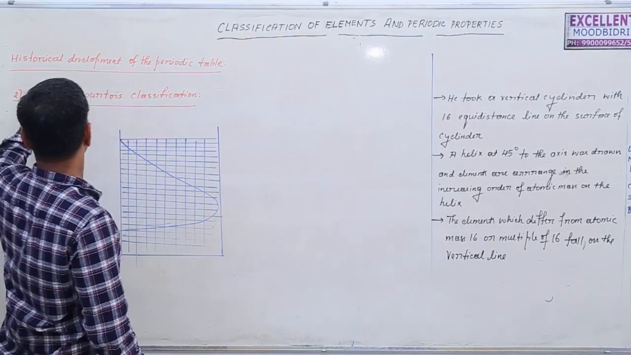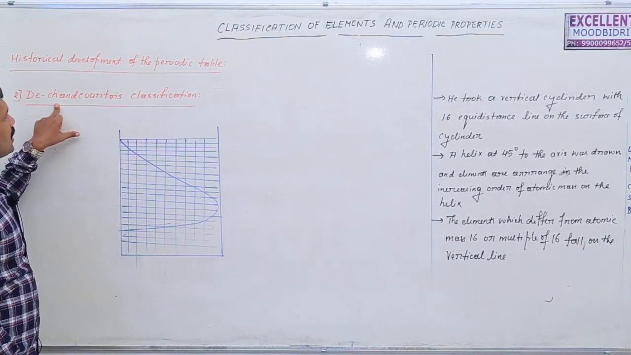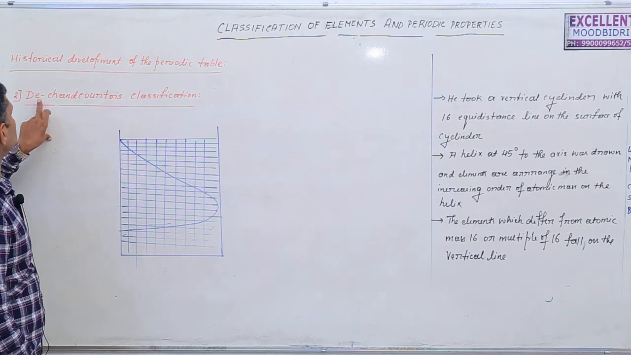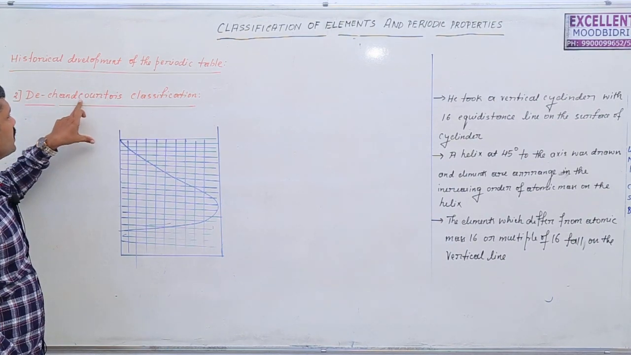Okay, next, the development of the periodic table. The contribution is given by the scientist De Chancourtois.